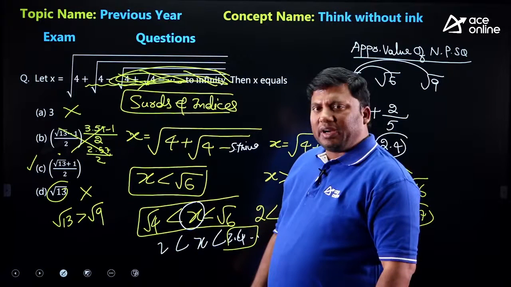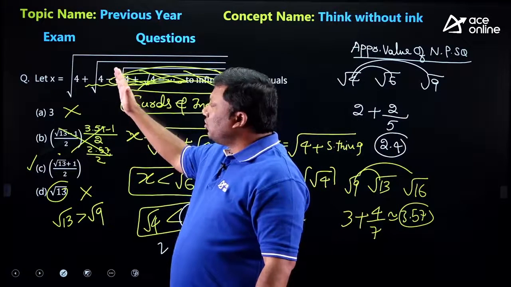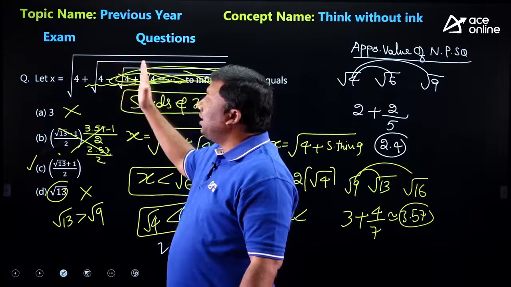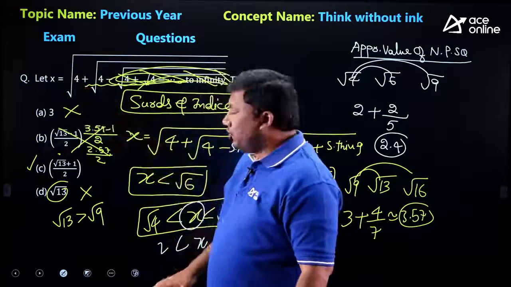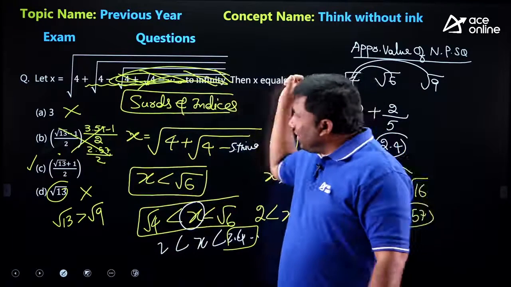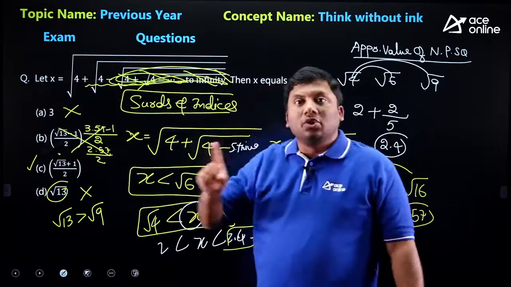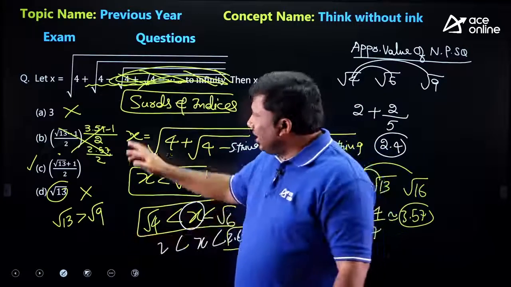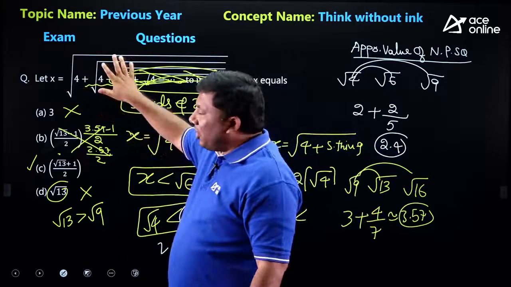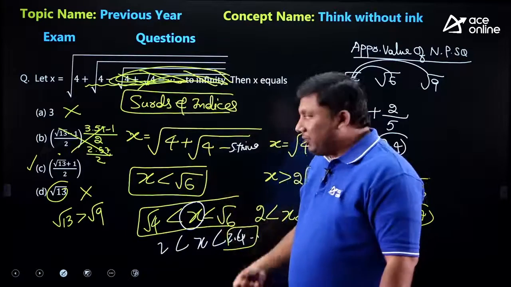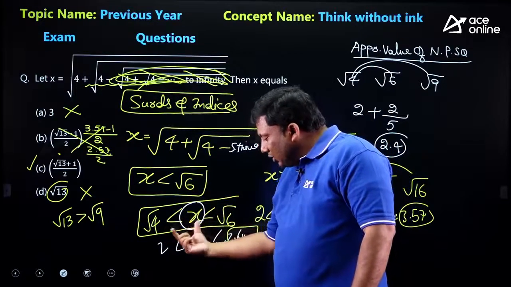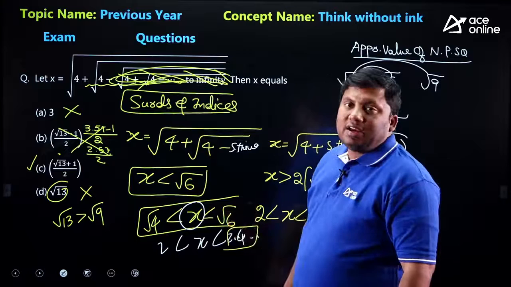Very, very easy question. Root of 4 plus root of 4 minus something. That means it is less than 2. Less than 2 plus 4 is less than root 6. That entire value should be less than root 6. It is 4 plus positive, which is greater than 2. That means x should be greater than 2 and x is less than root 6.